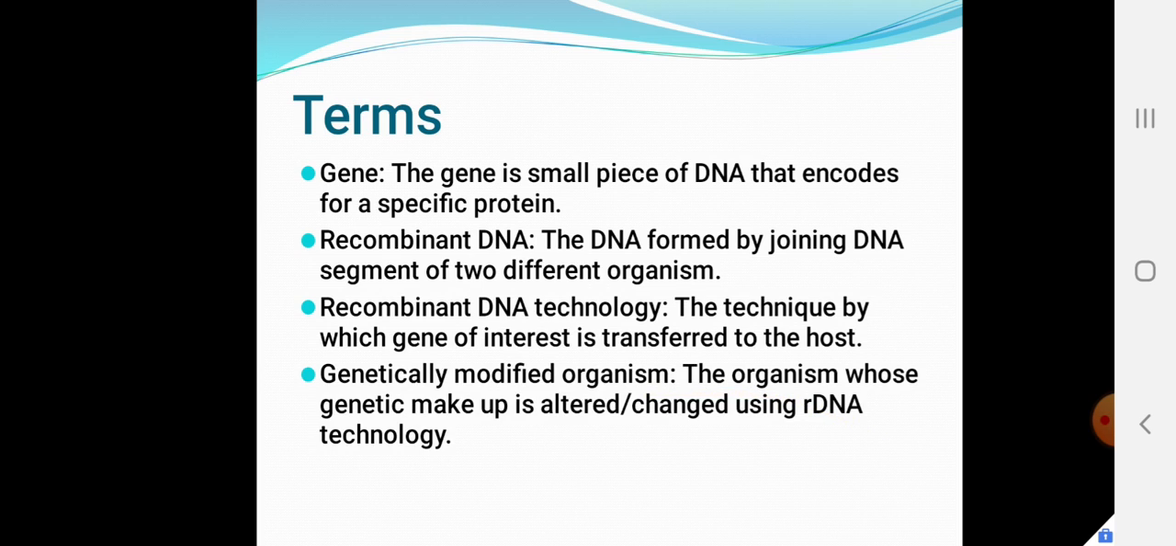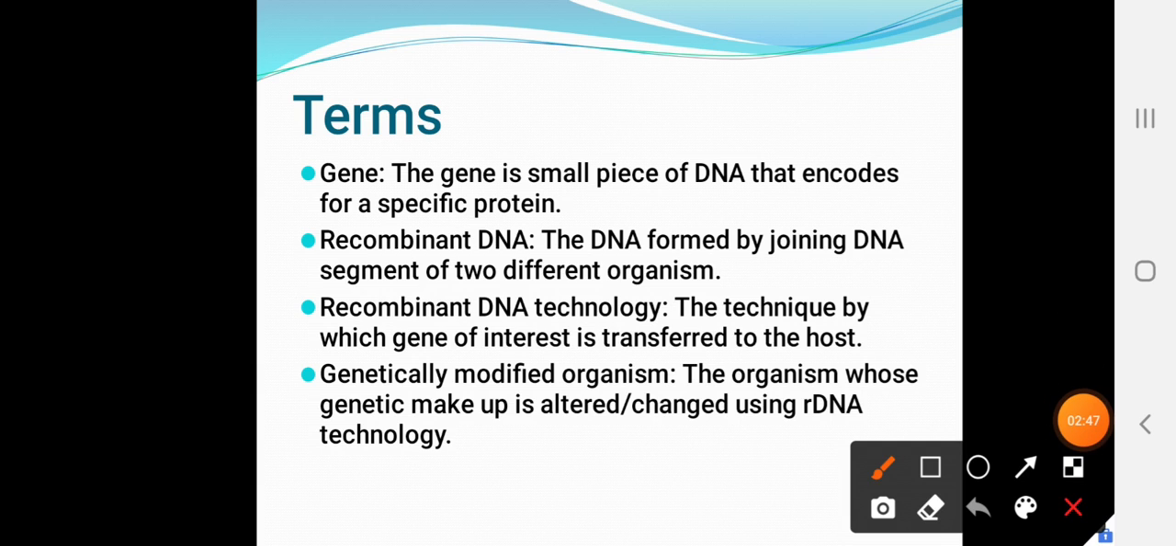What are the terms included in genetic engineering? Gene. What is a gene? A gene is a small segment of DNA that encodes for a specific protein. What is recombinant DNA? Recombinant DNA is the DNA formed by joining DNA segments of two different organisms.